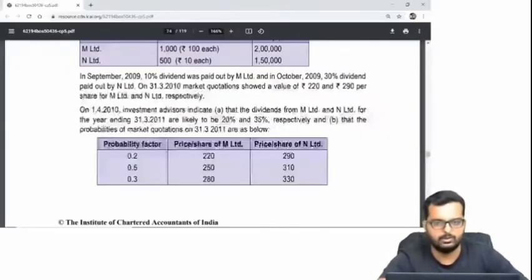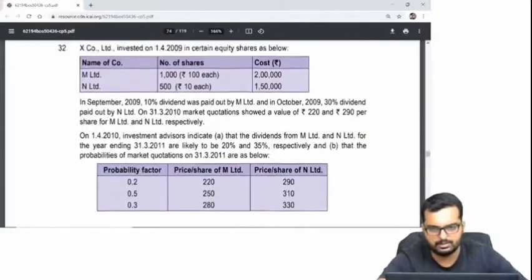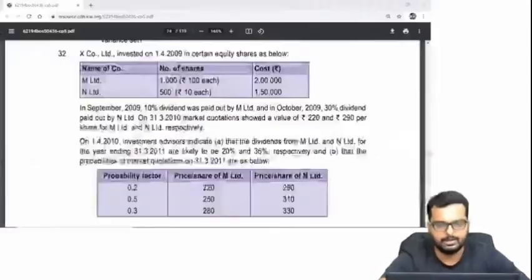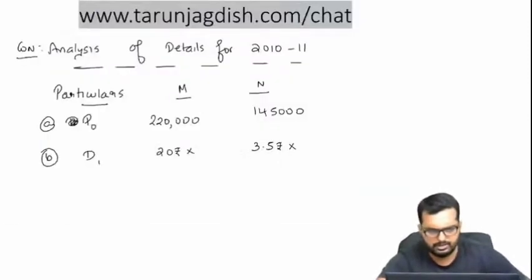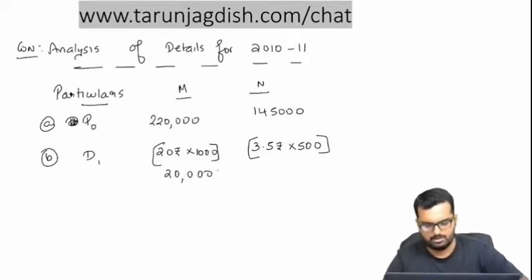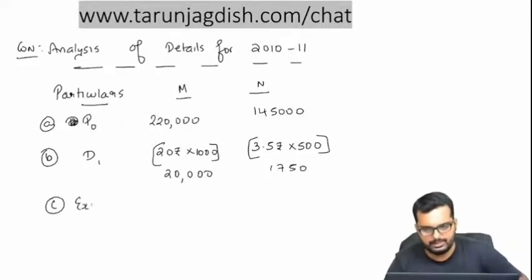Now the D1 is turning out to be how much? They have given 20% and 35%. So that would be 2 rupees, and 35% on 10 will be 3.5 rupees, multiplied by the number of shares. Number of shares is how much? 1000, and here it is 500, correct? So I'll get the answer as 2,000 over here, and here it will be 1,750. Okay. Point number C.